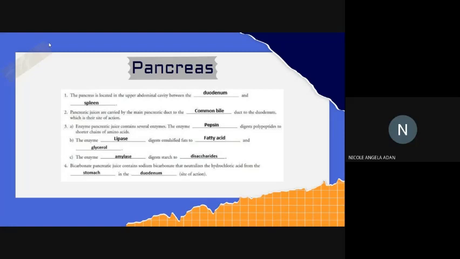C. The enzyme amylase digests starch to disaccharides. Number 4, bicarbonate. Pancreatic juice contains sodium bicarbonate that neutralizes the hydrochloric acid from the stomach in the duodenal lumen.